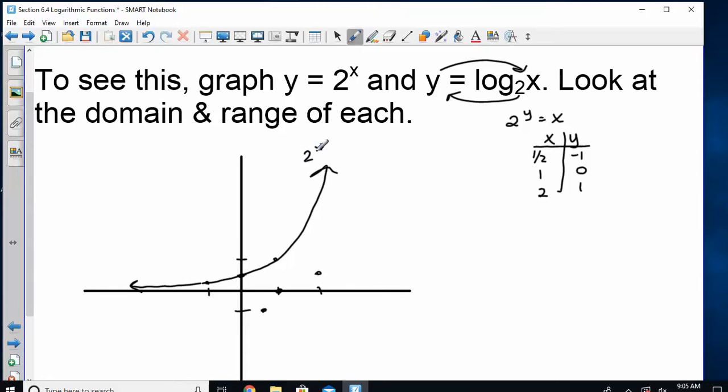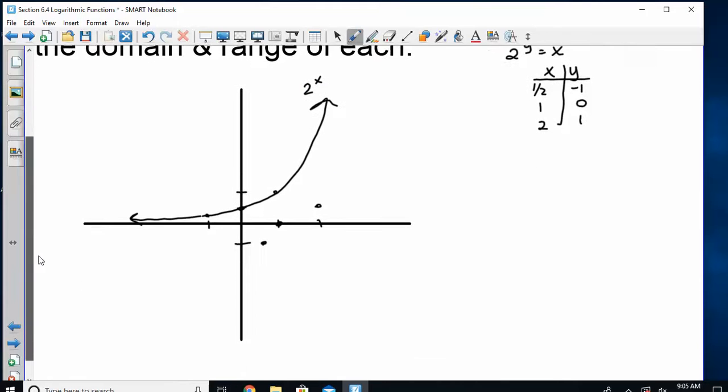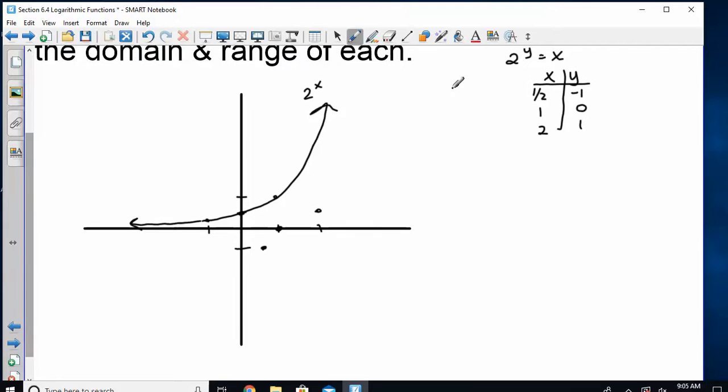So here's 2 to the x. I can put in any number I want for y, but will I ever get out 0 if I do 2 to a power? No. So this time, my y-axis is like my vertical asymptote. What's the relationship between these then? Starts with an I.